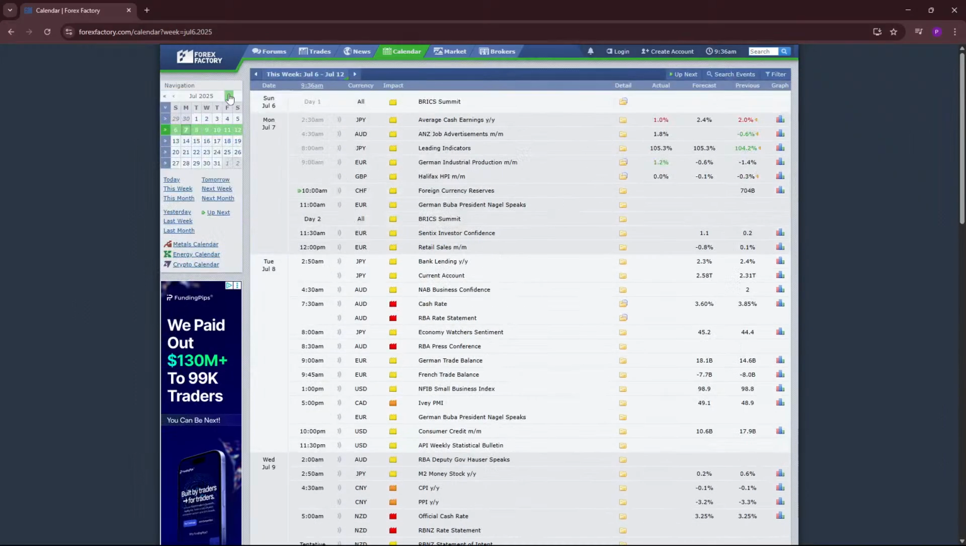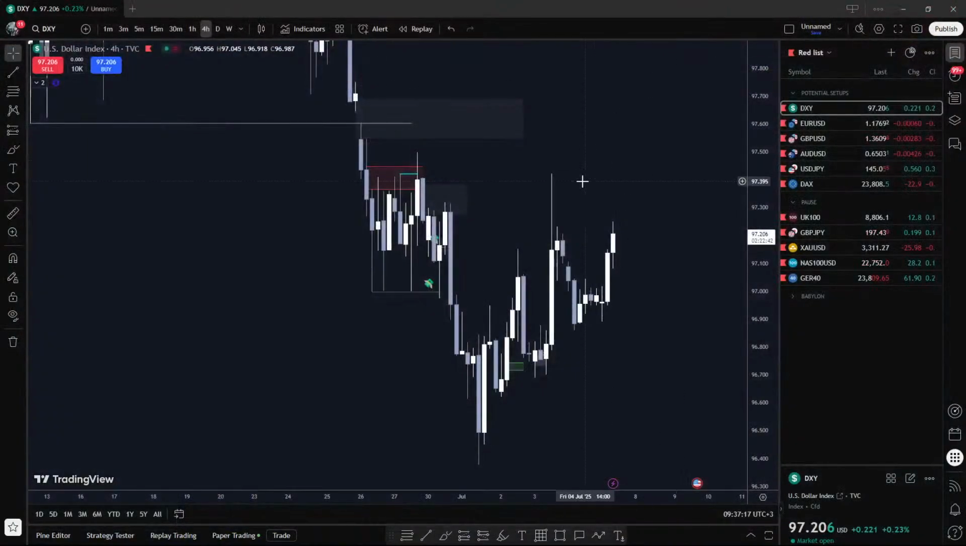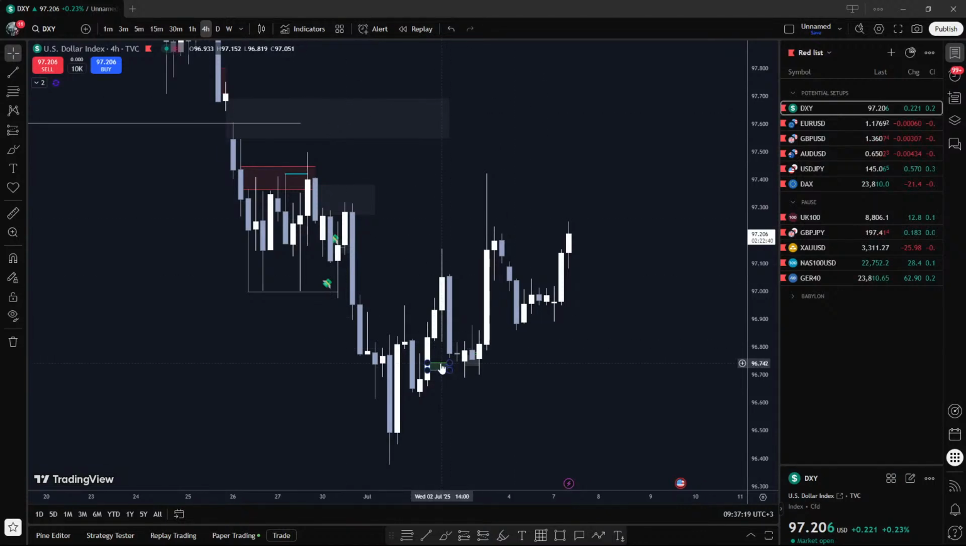So we cannot massively expect those high RRs. We can look for 2 to 3 R. Today again, kind of low probability. We don't have any massive news, and this is going to be present for the whole week generally.